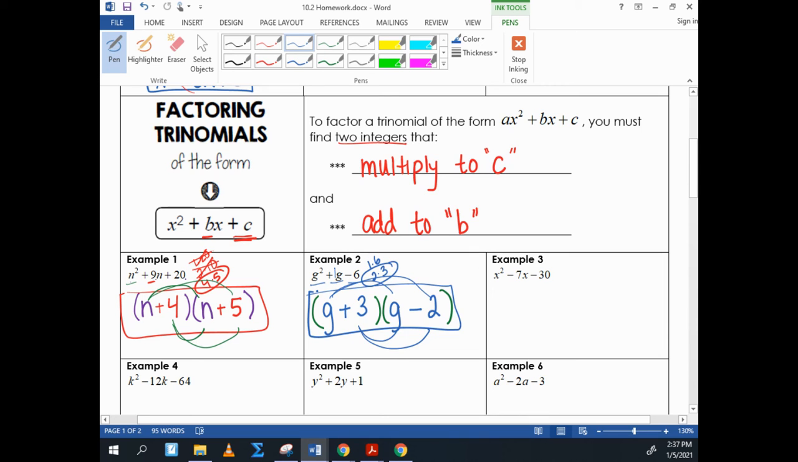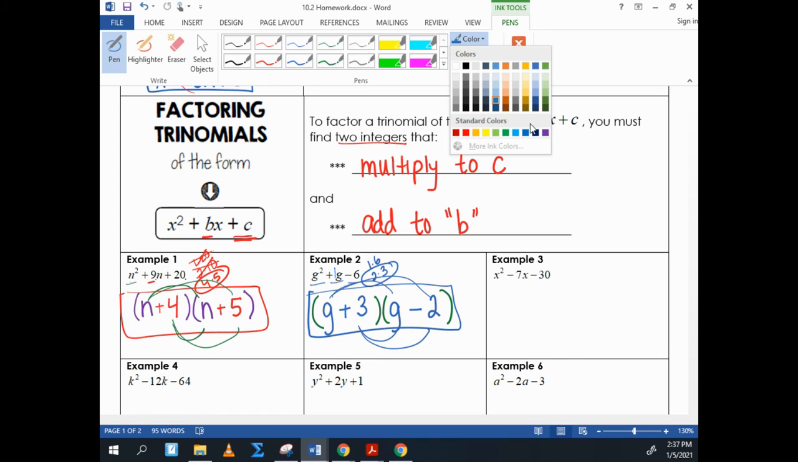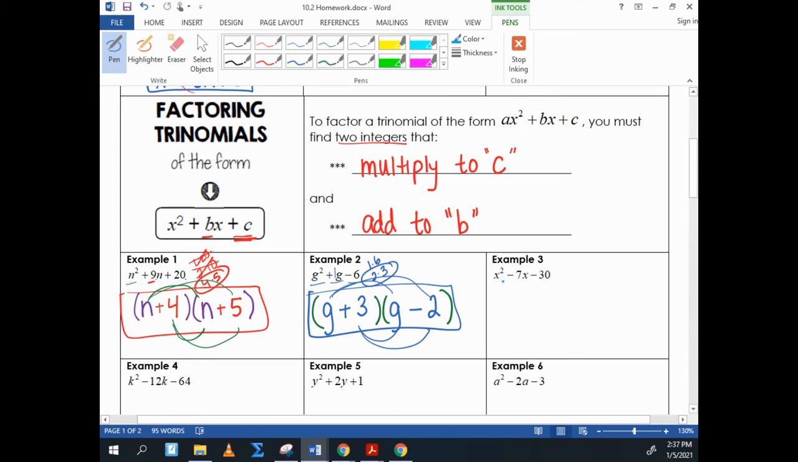All right, let's try a few more of these. Let's look here. Oops, that was the same color I just did. Let's try a sky blue. Okay, so we've got a trinomial, 1, 2, 3 terms. We're going to turn this into 2 binomials right here.